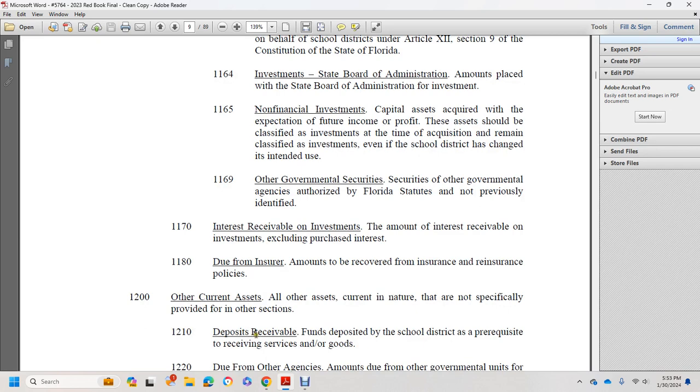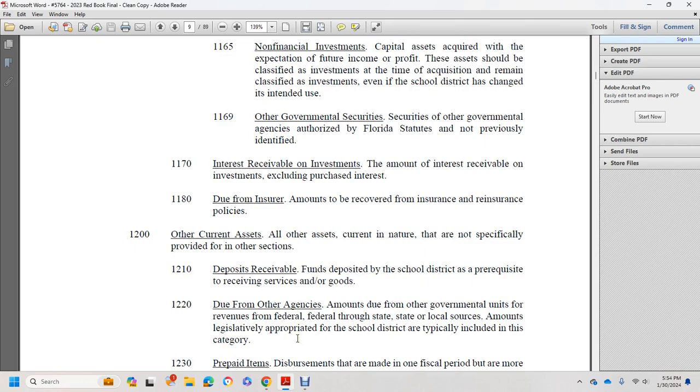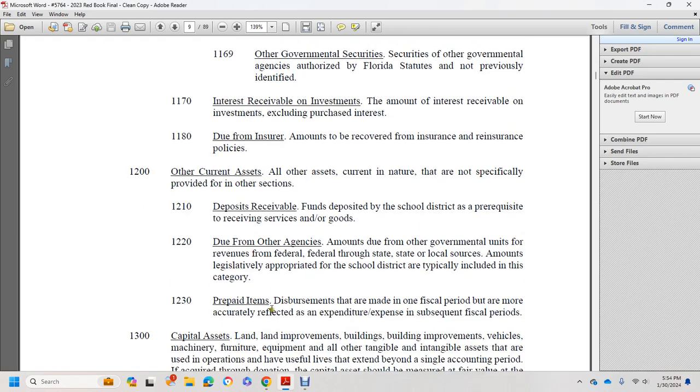1210. Deposits receivable: funds deposited with the school district prerequisite to receiving services or goods. 1220. Due from other agencies: amounts due from governmental units for revenue from federal, state, or local sources, and amounts legislatively appropriated for the school district are typically included in this category. 1230. Prepaid items: disbursements made in one financial period that more accurately reflect the expense of a subsequent fiscal year period.